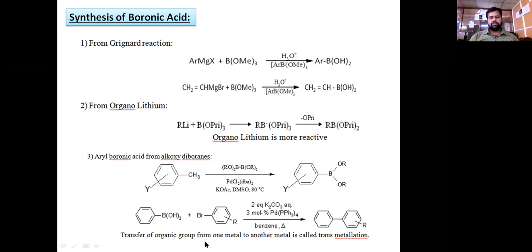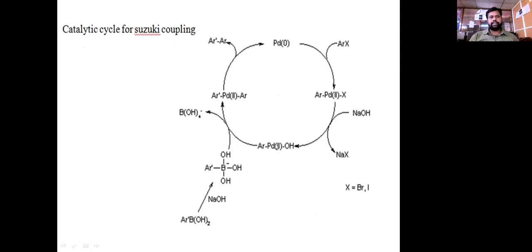So the transfer of this bromine means the transfer of an organic group from one metal to another metal is called transmetallation. So this boronic acid position will be reacted with the bromine, and in the third reaction, these two phenyl groups will be reacted. And this is the catalytic cycle of Suzuki coupling.